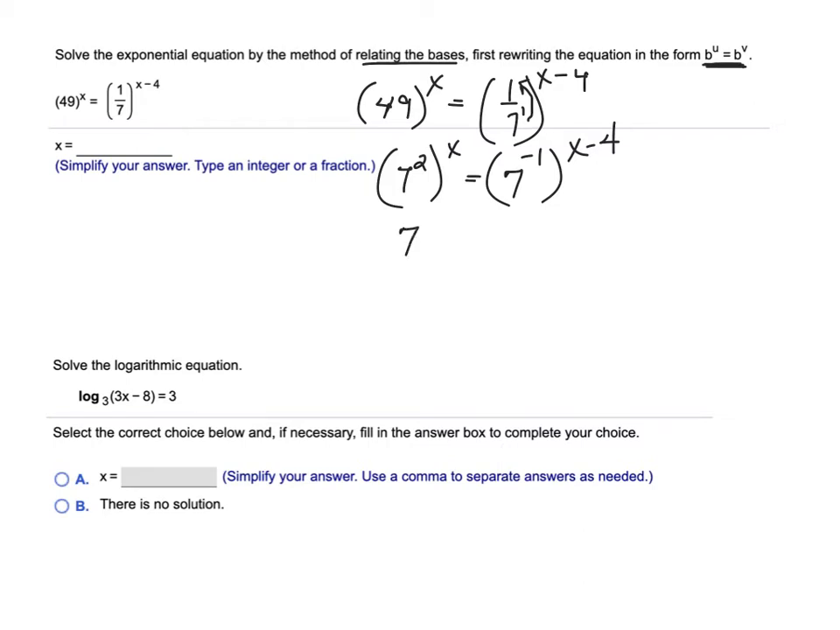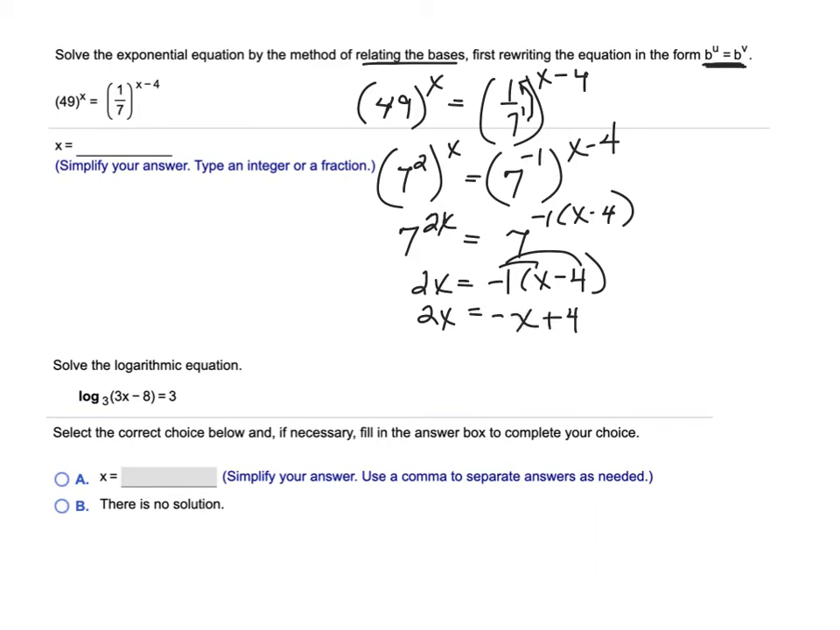So let's rewrite it again. 7 to the 2x, and then 7 to the negative 1 times x minus 4. All right, so our 7s are the same. Therefore, now we can just set our powers equal to each other and solve it from here. Let's finish it off. We have to distribute through, and I'm going to add x to the other side. So I get 3x equals 4. x equals 4/3.